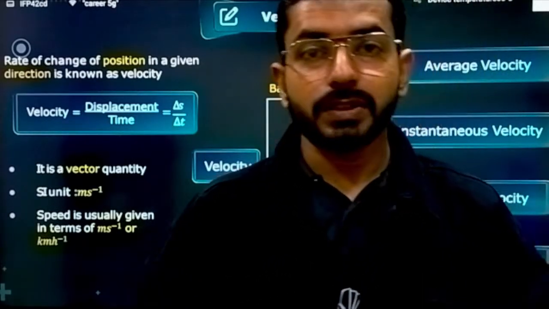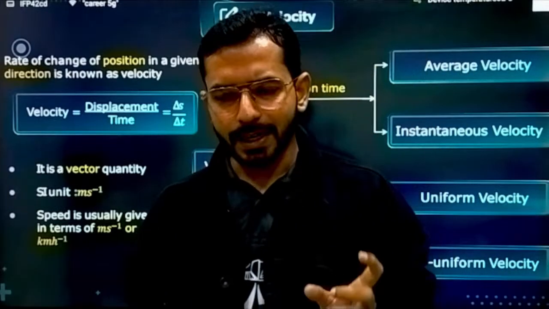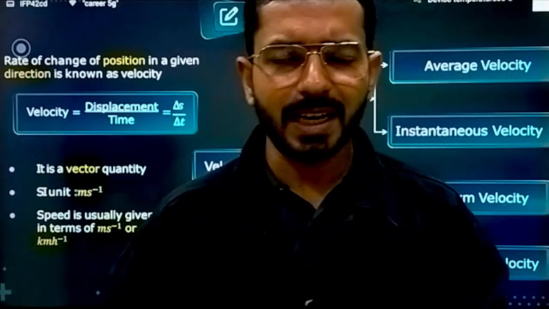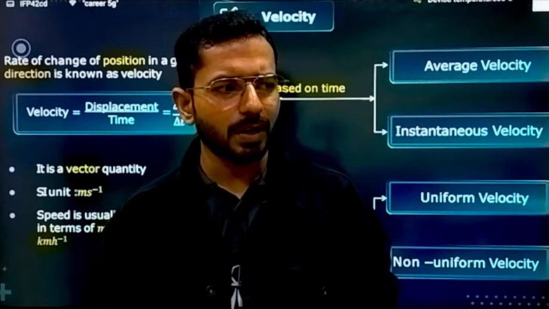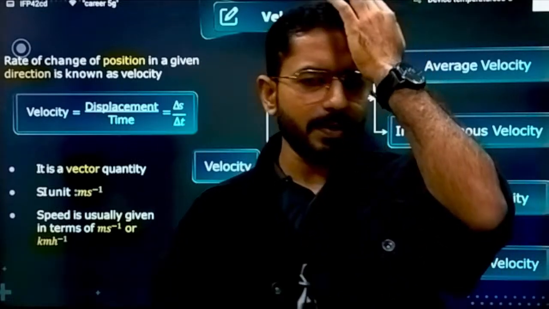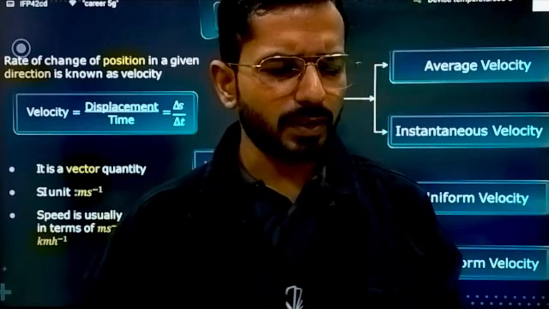Velocity is defined as the rate of change of displacement. Speed was what? Rate of change of distance. So the rate at which position is changing is defined as velocity. Velocity is a vector quantity. So now you have to be a little careful about vectors as well. The vector values that we will be having, what is the direction, those kinds of things you now have to consider. In speed, it was not a matter.